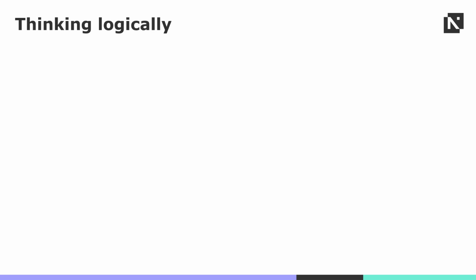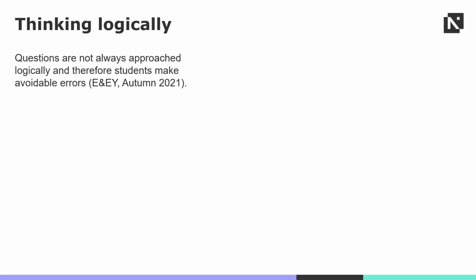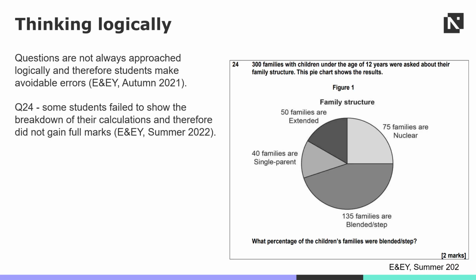So in relation to showing working out, we're now going to move on to thinking about how students structure and present their work in a logical manner. Many students do lose marks on maths questions because they don't approach them logically. This is an example here from an Education and Early Years paper where the students failed to show a breakdown of their calculations and therefore did not gain full marks for it.